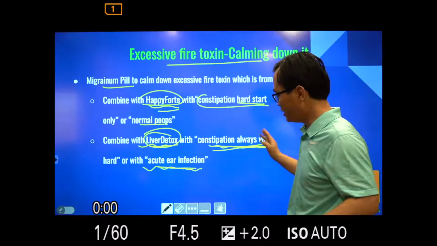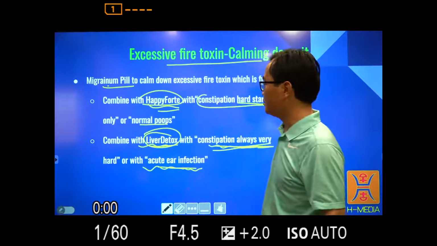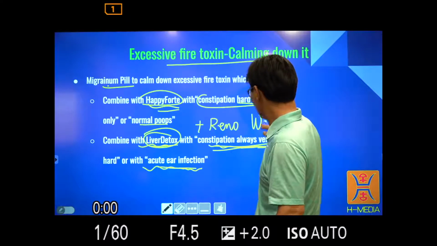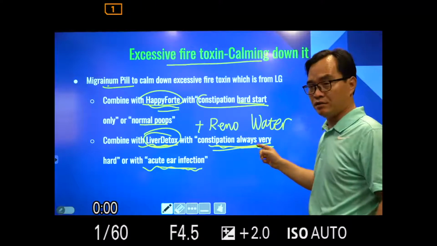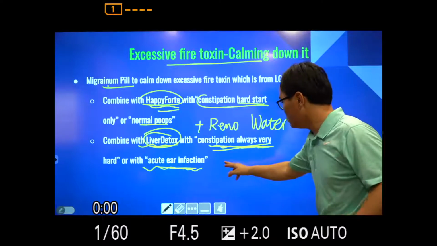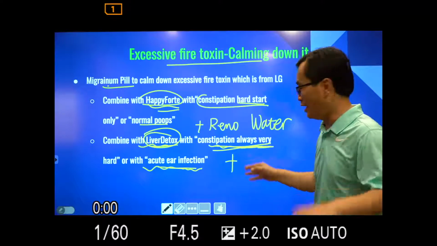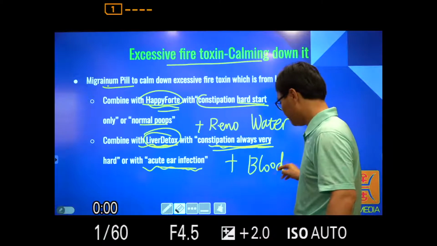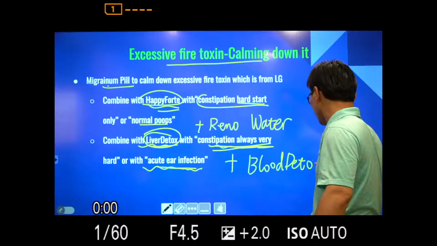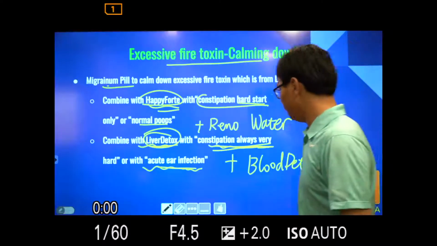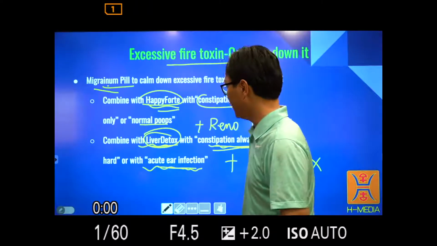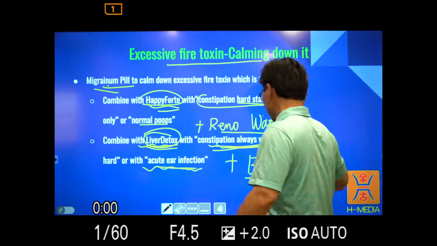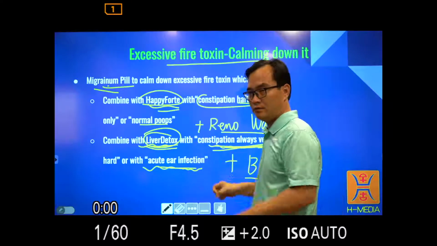Sure. If the people have constipation always, generally when we use the migraine pill combined with the liver detox, we also like to combine with renal water pill to make the kidney system bring in more water, to help the constipation come out. And also because the stool is very hard, our habit is to combine with blood detox. The blood detox cleans the heart also. But the migraine pill is the major formula, and it can combine with liver detox for people who have very hard constipation, and also with water pill and blood detox to help. So these four work faster for this.